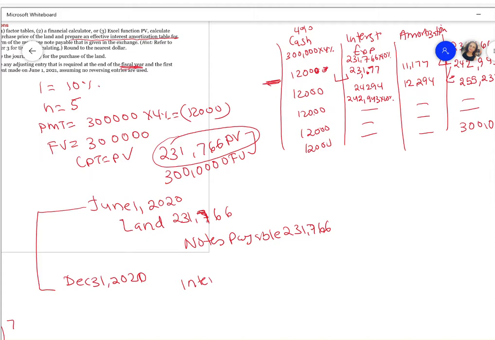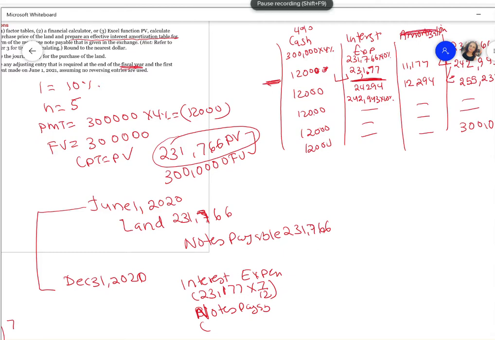When we do our adjusting entry, you're going to have an interest expense. I'm taking it from here, which was 23,177, and you're going to multiply by 7 divided by 12. You're going to do the same thing for the notes payable. In this case, it's not a bond payable, it's a notes payable. Because now we have a note, it's not an amortization, you're paying a principal.